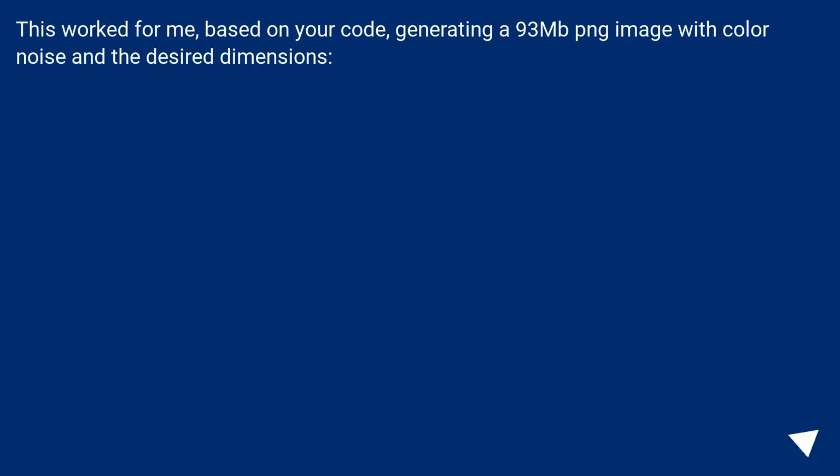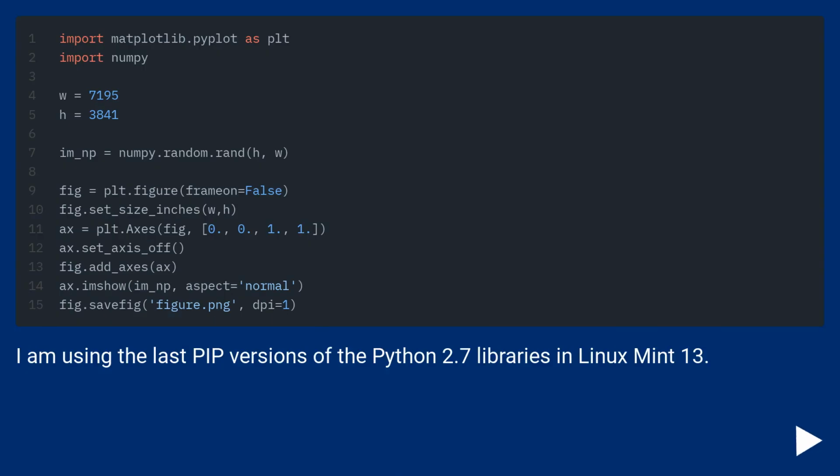This worked for me, based on your code, generating a 93 MB PNG image with color noise and the desired dimensions. I am using the latest pip versions of the Python 2.7 libraries in Linux Mint 13. Hope that helps.